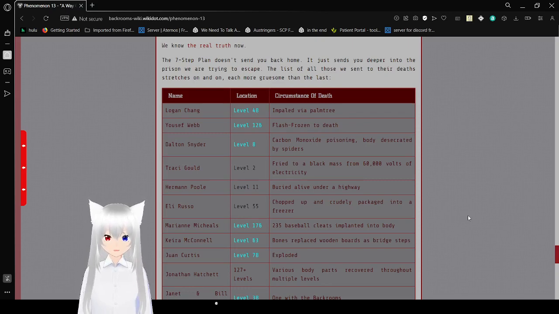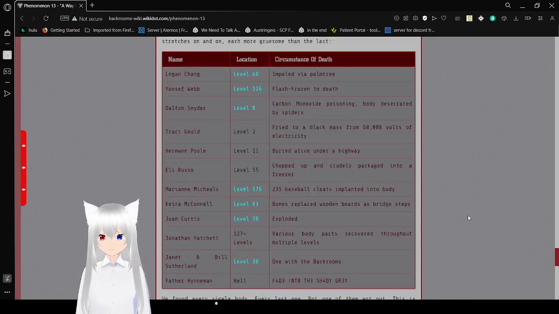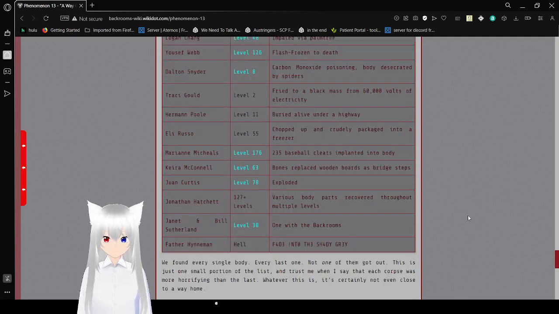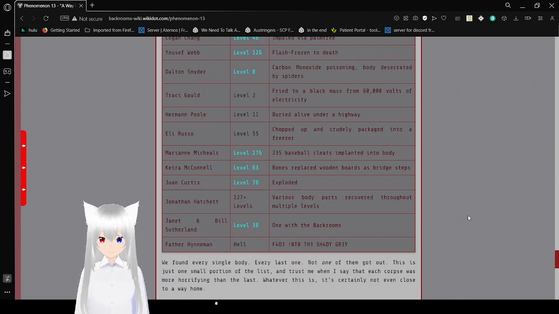Fried to black mass from 60,000 volts of electricity. Carbon pool, level 11, buried alive under a highway. Ellie Russo, level 55, chopped up and crudely packaged into a freezer. Marianne Michaels, level 176, 235 baseball cleats implanted into the body.